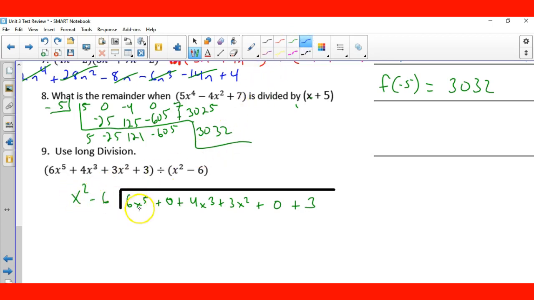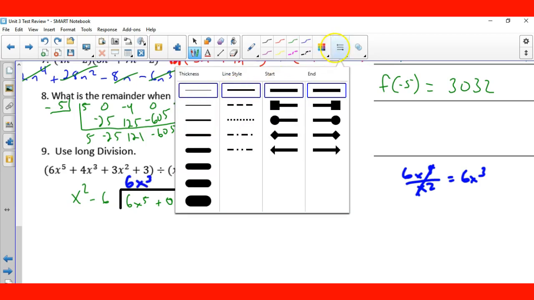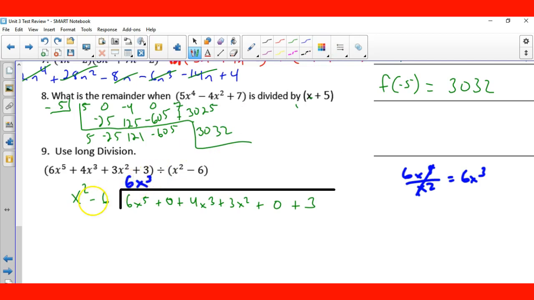So right here you have x squared, and I want that to be 6x to the 5th. So if I take 6x to the 5th divided by x squared, that's going to leave me with 6x cubed. So now 6x cubed times x squared is going to be 6x to the 5th. And then I got to do 6x cubed times negative 6. So that's going to be negative 36x cubed.